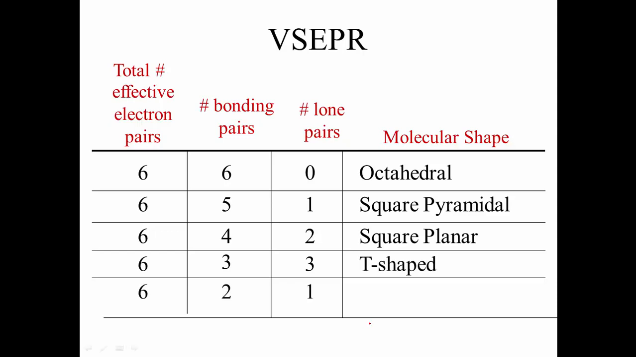And then if you only have 2 bonded and the rest are lone pairs, then you're going to have a linear shape. This should be a 4 right there, not a 1. 4 lone pairs. Otherwise, you don't add up to 6. So fix that. Hopefully it's fixed on your sheet.